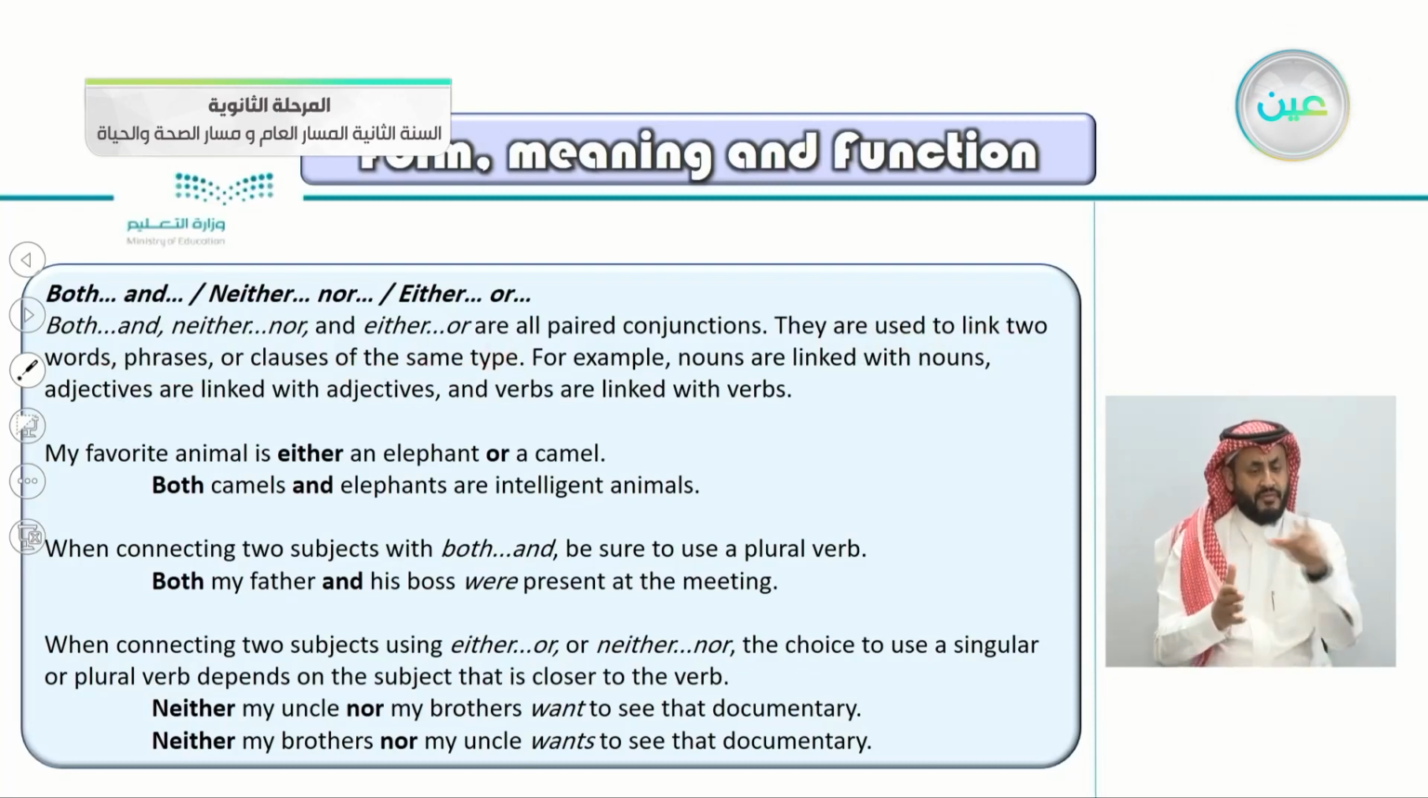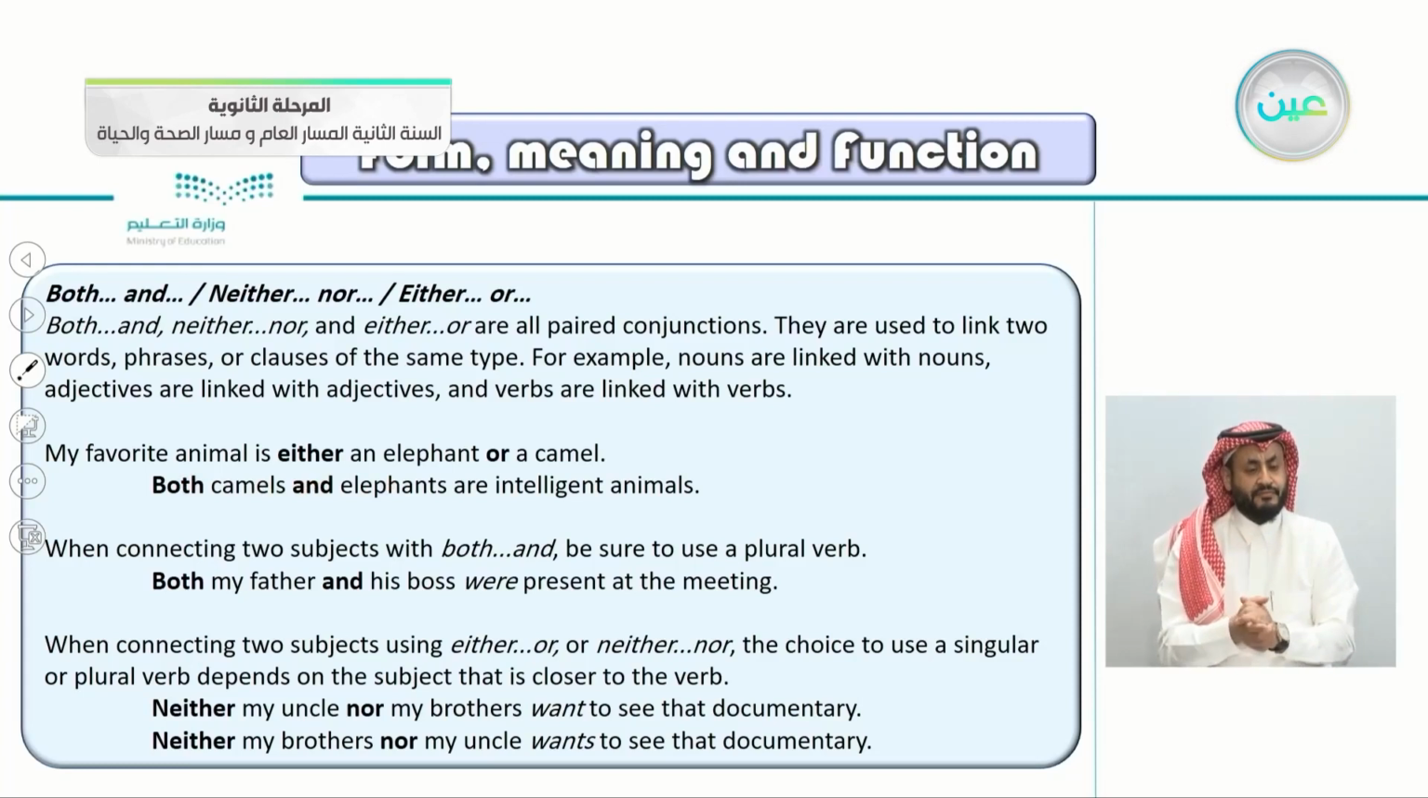For example, nouns are linked with nouns, adjectives with adjectives, and verbs with verbs. So let's read some examples here. My favorite animal is either an elephant or a camel. So either an elephant or a camel. Elephant and camel are both nouns. Both camels and elephants are intelligent animals. Both and, camels and elephants are adjectives.